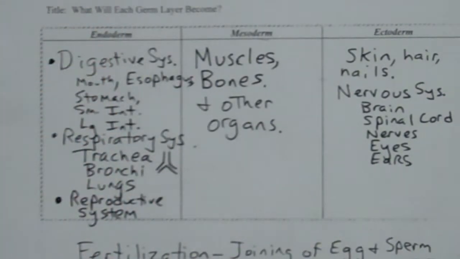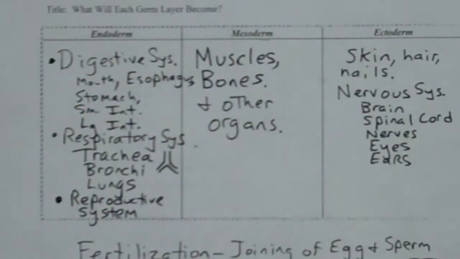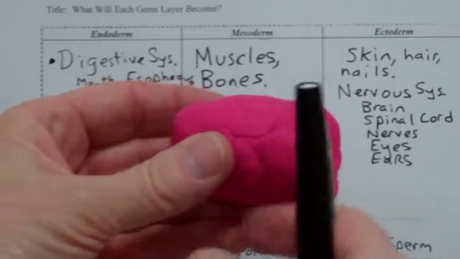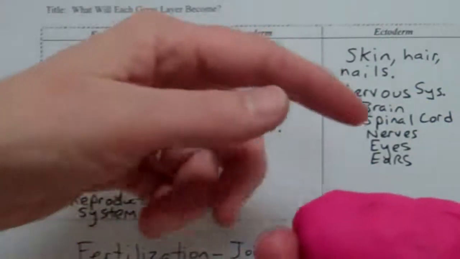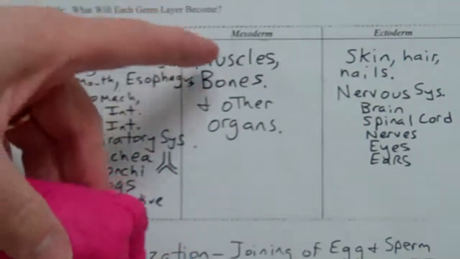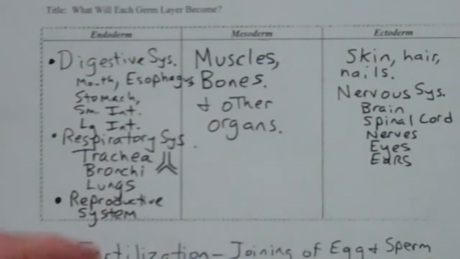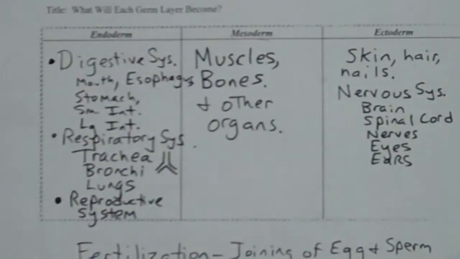Okay, so I will expect you to know these three layers, and I want you to think about it. Instead of just trying to memorize it, think about what would the outer layer be in us. So you're thinking about that, the skin, etc., nervous system. The middle layer will be your muscle, bones, other organs, and the inner layer is those systems that are deep within us. And that is your very basic info on human development.